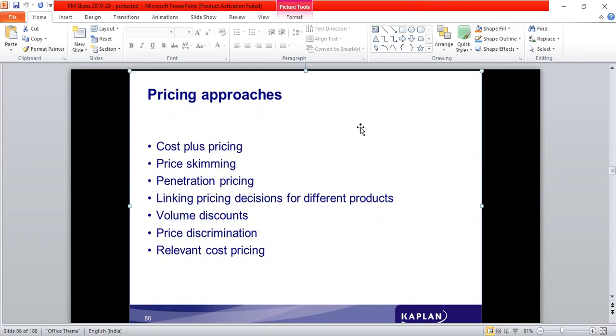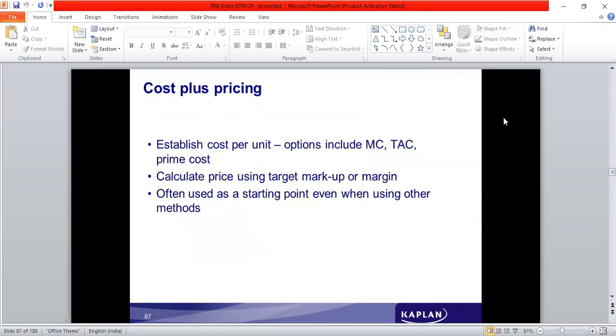The list of pricing approaches are given here: cost plus pricing, price skimming, penetration pricing, linking pricing decisions for different products, volume discounts, price discrimination, relevant cost pricing. So these are the pricing approaches which are mentioned. Let's understand each of them one by one. The first one is cost plus pricing.